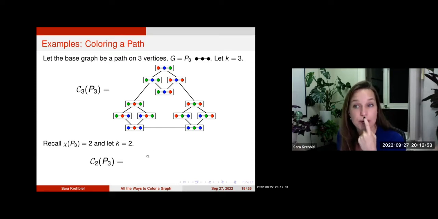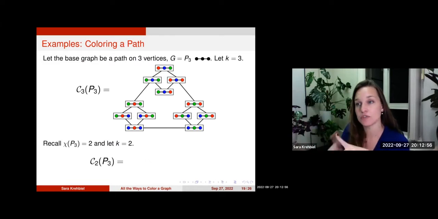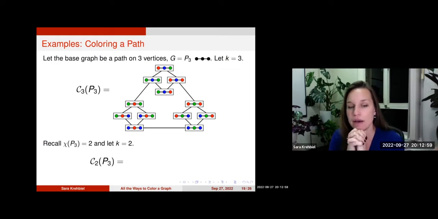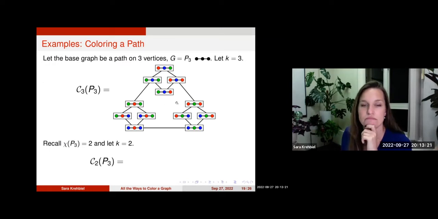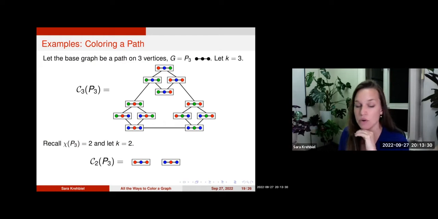Can anybody tell me, if we reduce the number of colors so we only have 2 colors to work with now, what does the 2-coloring graph look like? Maybe a stepping stone question is, how many different ways are there to color a path on 3 vertices if I have 2 colors? Two. Sharon got the right answer. So if I just have red and blue, I can go red, blue, red, or I can go blue, red, blue. I can't alter anything else because that would violate one of the constraints.